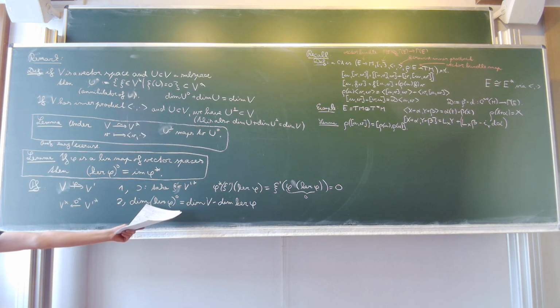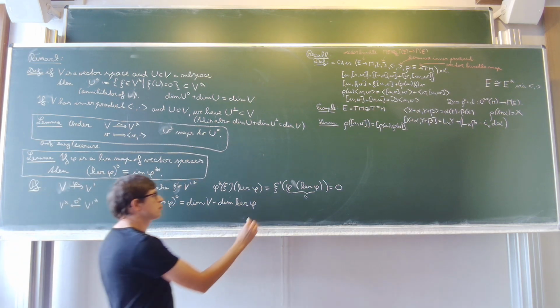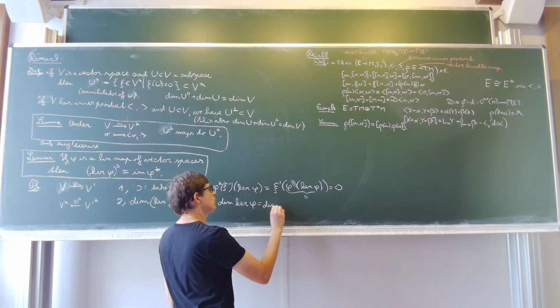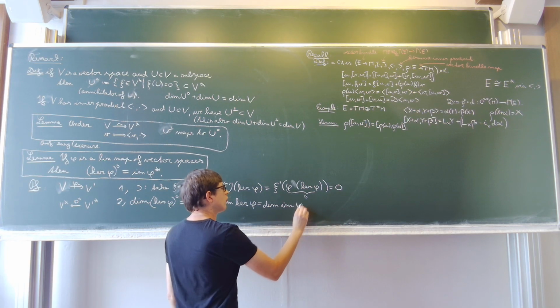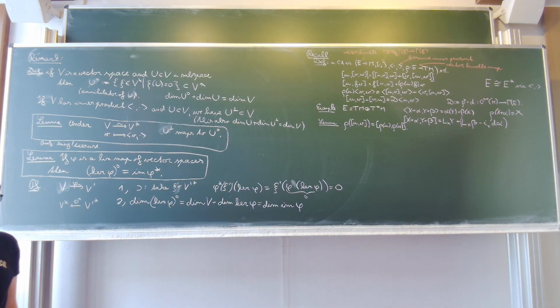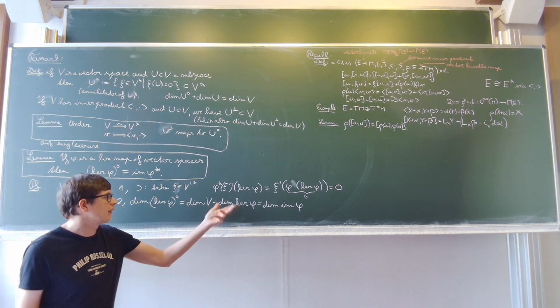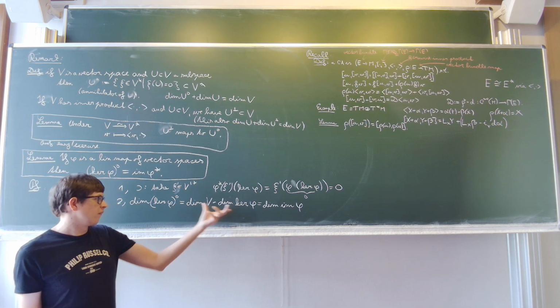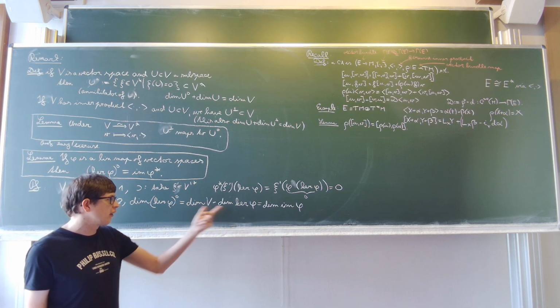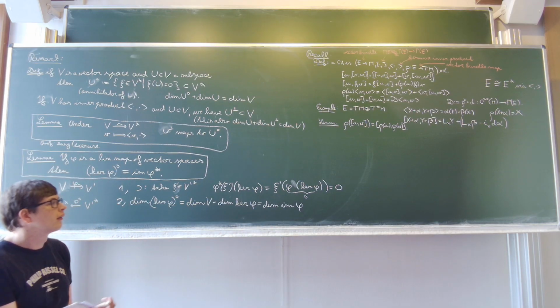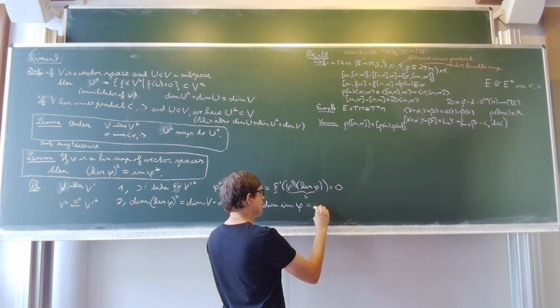Now, what is this called, the first isomorphism theorem or the second? Whatever. This thing is precisely the dimension of the image of phi. Is it called like that? First? Okay, thank you. So if you have a linear map, then the difference between the whole space and the kernel is precisely the size of the image.